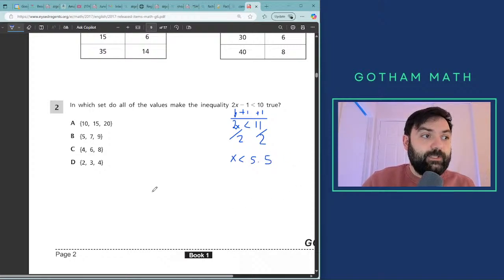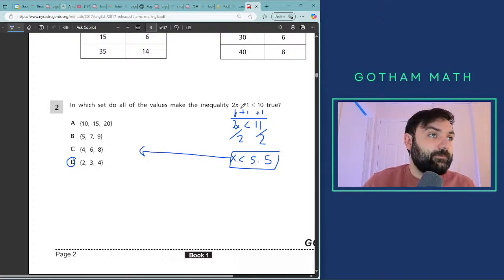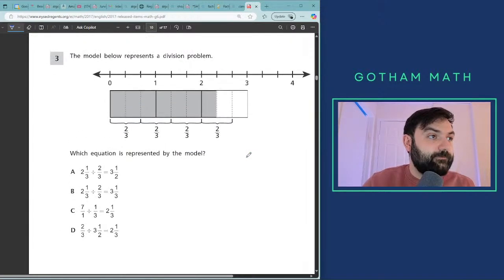Now, in which case is x less than 5.5? Only in D, right? Everything else has numbers that are larger than 5.5. So this is how you do it. Once you get this, the answer is obvious. The only thing that you need to know here is how to solve inequalities. That's all. All right, we're moving on to question number 3.